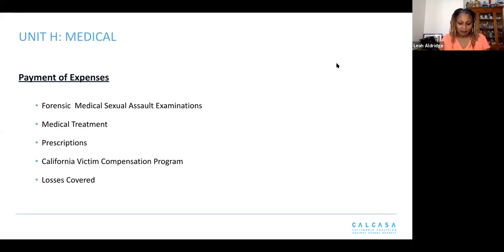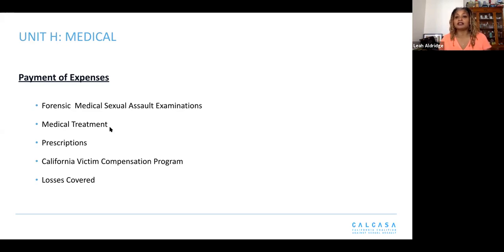Okay. So for the forensic exams and evidence collection, that's paid for by the local law enforcement agency, which is public money that comes from the state or from VAWA, right? One of those two places, and a lot of it's coming from VAWA. But for additional medical treatment, your survivors will be responsible for that, either through Medi-Cal, Medicaid, private insurance, or they can also apply for victims' compensation.